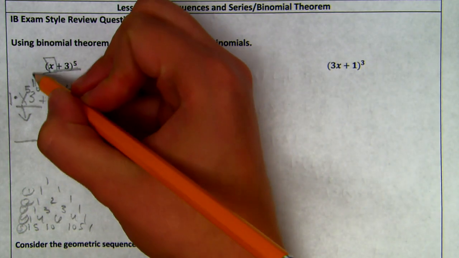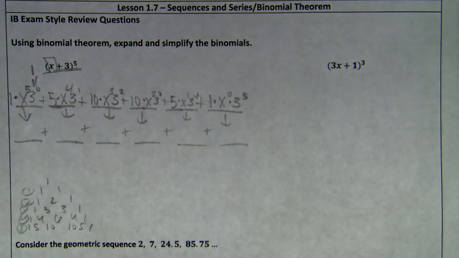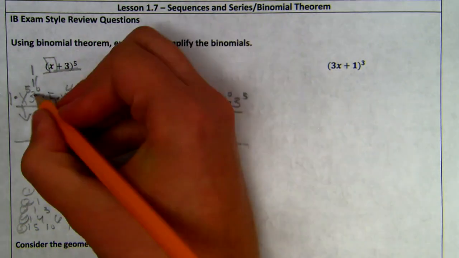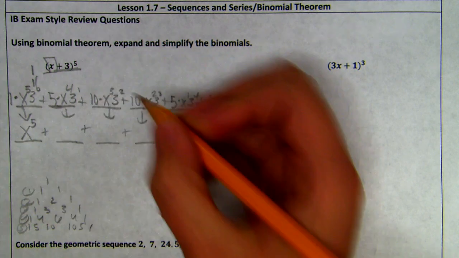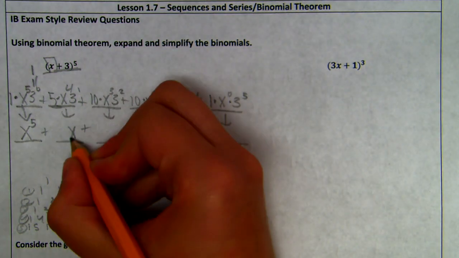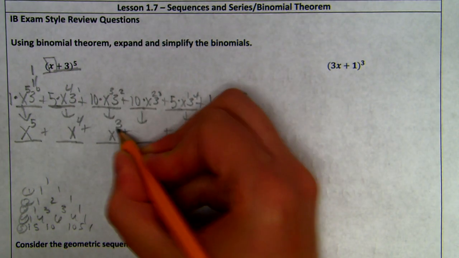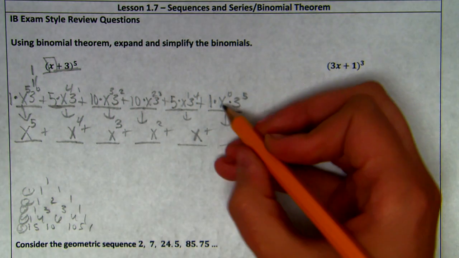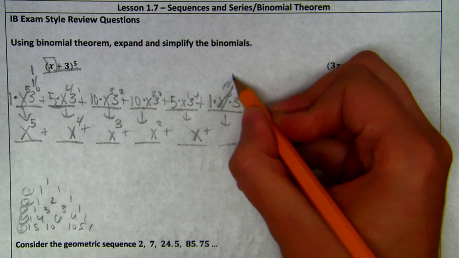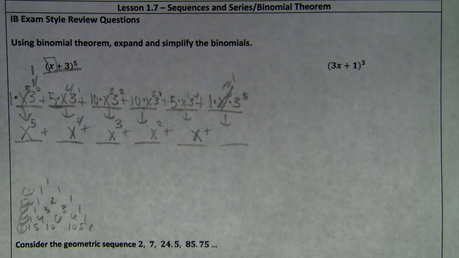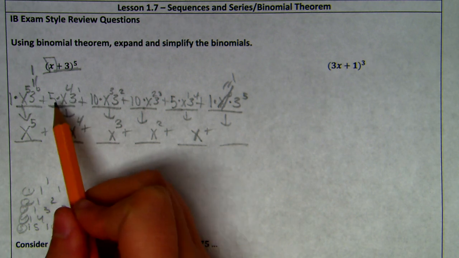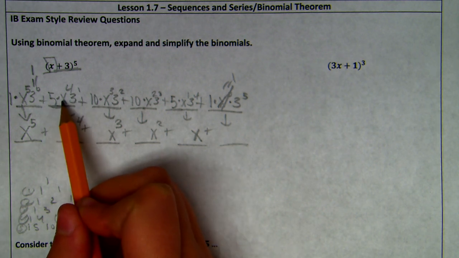We know that 3 to the 0 power equals 1 because anything to the 0 equals 1. 1 times 1 is 1. 1 times x to the 5th is x to the 5th. And that reminds me, I'm going to bring down all of my x terms right now so I don't forget because I do that a lot. So x to the 0 we know is going to equal 1, so I don't need an x in that blank.